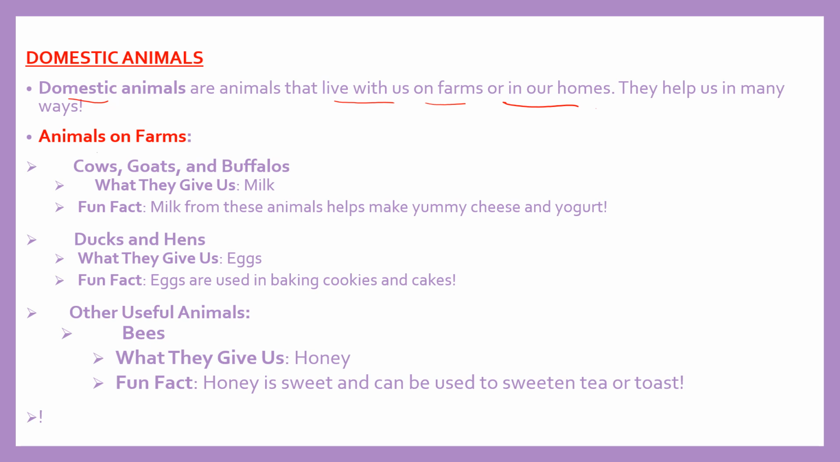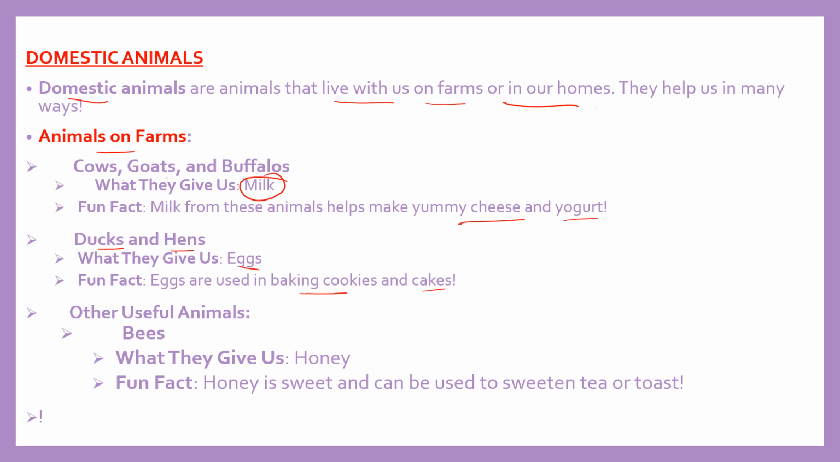Animals on farms. What are the animals that you can see on farms? Cows, goats, buffaloes. What do they give us? Yes, milk. Milk from these animals helps make yummy cheese and yogurt. You all like cheese so much, right? You will be eating a lot of cheese and yogurt too. So where do you get all these from? Cows, goats and buffaloes. And the other category of animals are ducks and hens. So what do they give us? They give us eggs. Eggs are used in baking cookies and cakes.